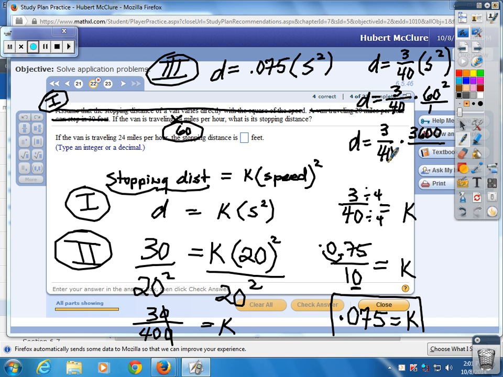And what happens to these 40 and 3,600? Well, 40, take out that 0 right there. And how many times will 4 go into 360? Well, 4 times 9 is 36, right? So how many times will 4 go into 360? 9 what? 90. So 90. And somebody tell me what 90 times 3 is? So how many feet can you stop a car if you're going 60 miles an hour? How many feet does it take to stop that car?